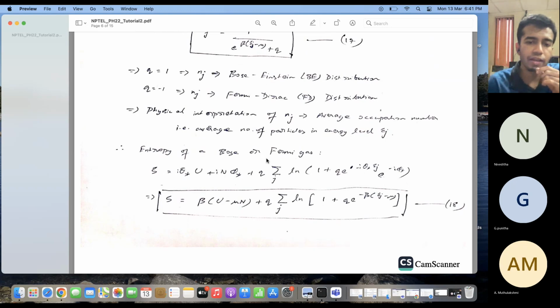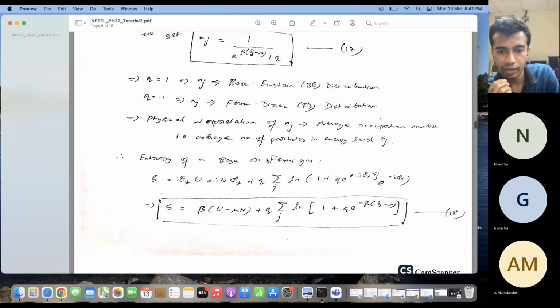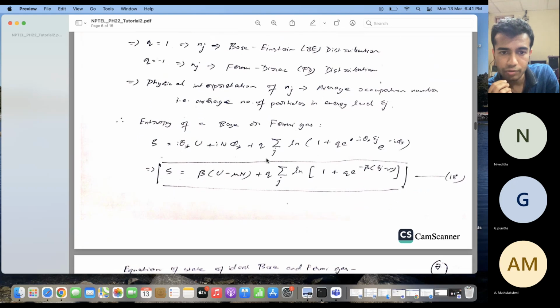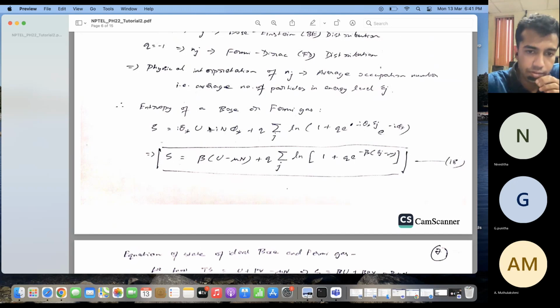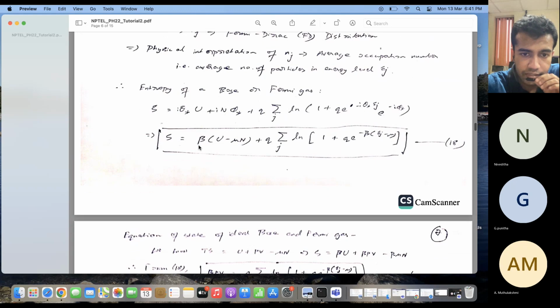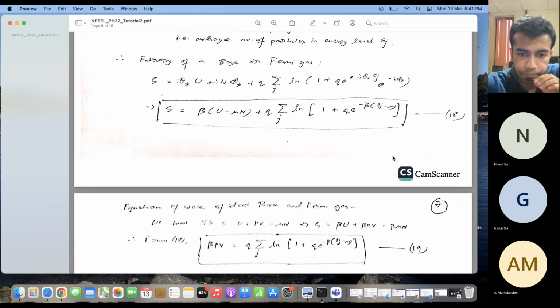Previously we had entropy in terms of the unknown variables, which were theta and phi. Now we actually have what theta and phi stand for. We actually calculated that. So if we substitute those values of theta and phi, we can calculate the entropy of a Bose or Fermi gas. Substituting theta star and phi star in this expression, I get S equal to beta into u minus mu n plus this term.